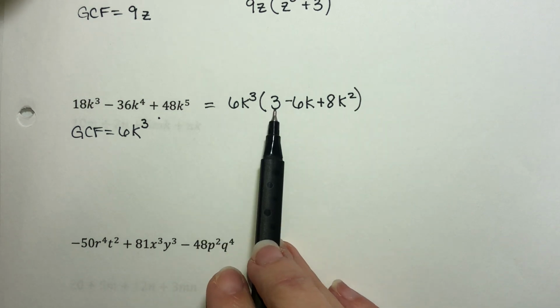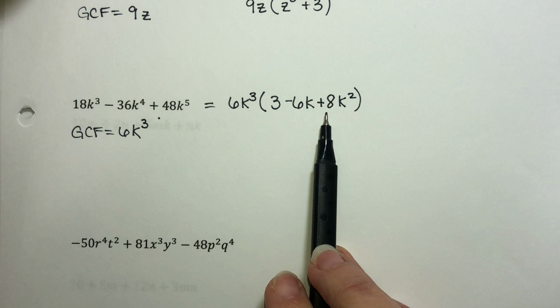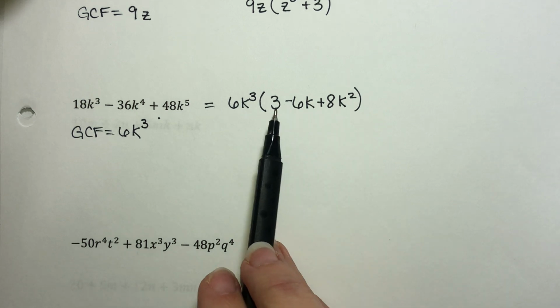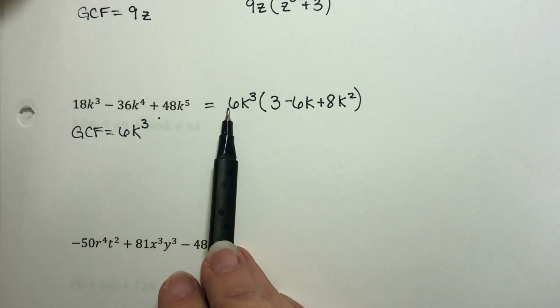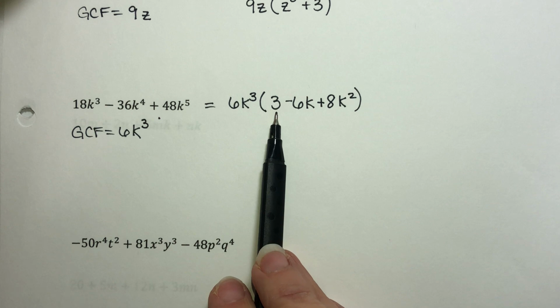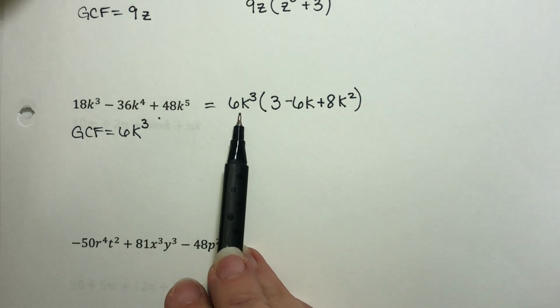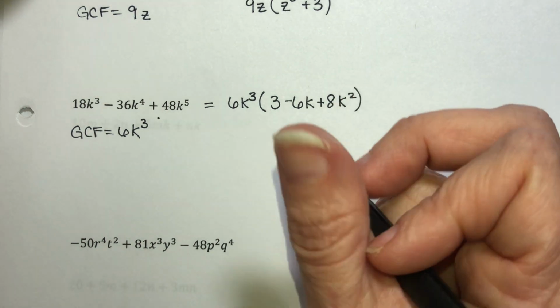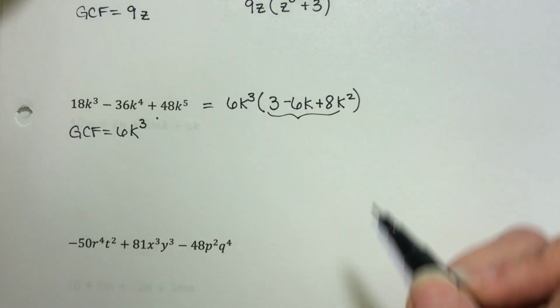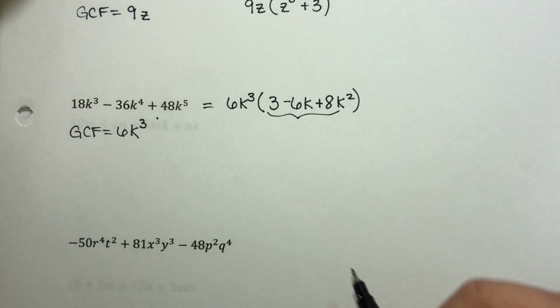Of these two, I could factor out a 3, but I can't do that here. Here I could factor out a 2, but I can't here. There's nothing that goes into 3, 6, and 8. So 6 is the largest number. This one doesn't have a k, so this was the largest k value I could factor out. This is my answer. Now you'll notice here that this is not in the quote-unquote correct form.